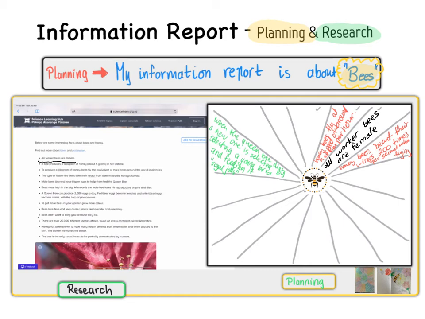Oh, look at that. Bees don't want to sting you because they die. You know how we're always so scared of bees? That's really interesting. Bees don't want to sting people, I'll reword it, because they die after the sting.